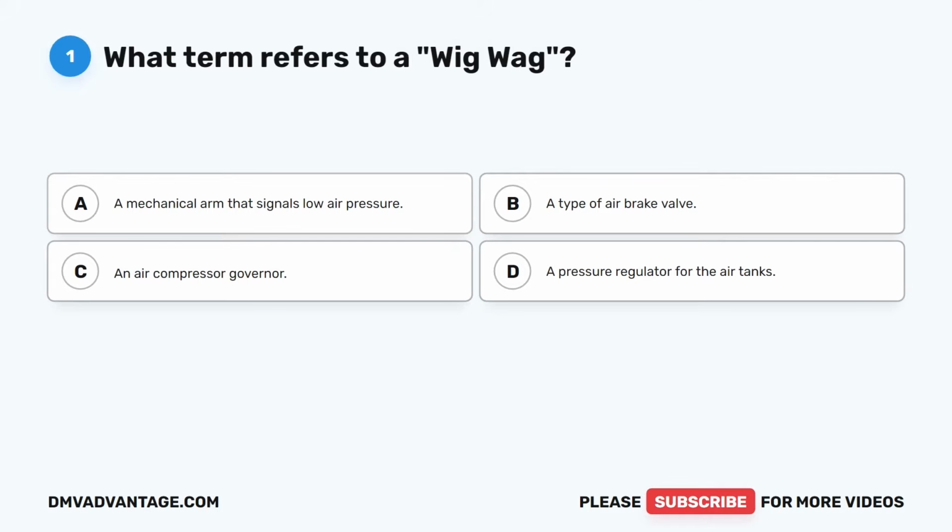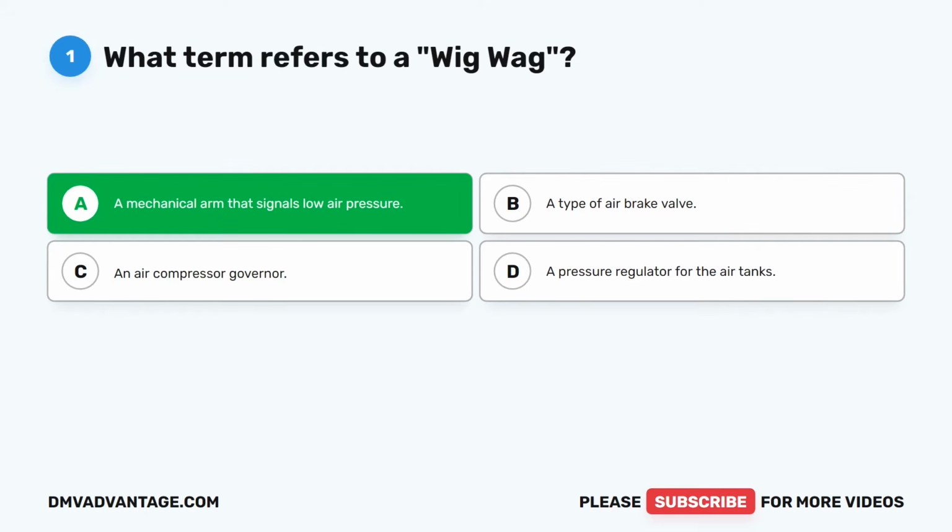Question 1. What term refers to a wigwag? A. A mechanical arm that signals low air pressure. B. A type of air brake valve. C. An air compressor governor. D. A pressure regulator for the air tanks. The correct answer is A. A mechanical arm that signals low air pressure.